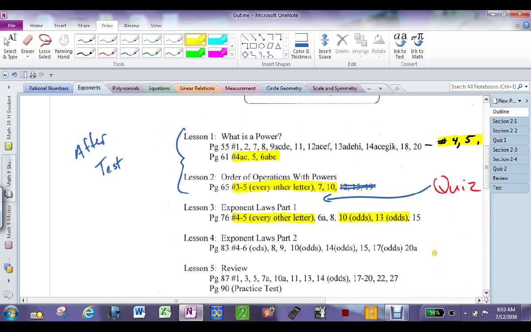And we are going to quiz, third one, right in here before we finish the unit.